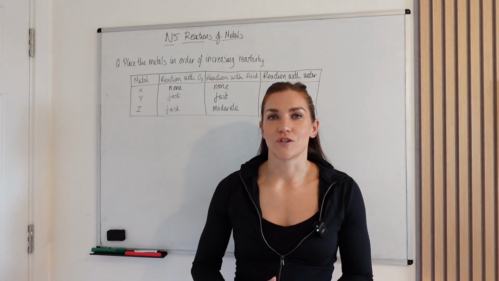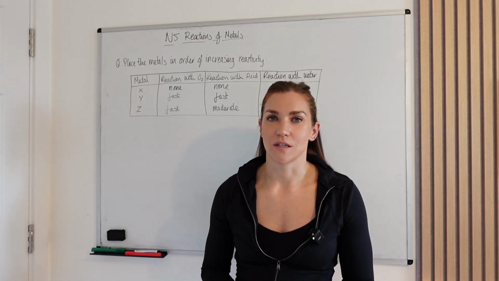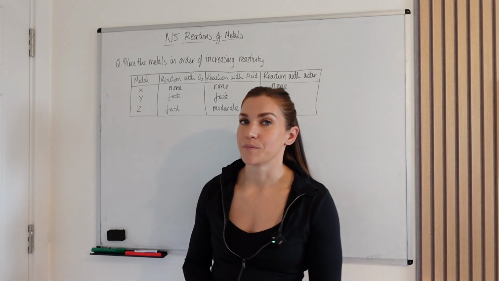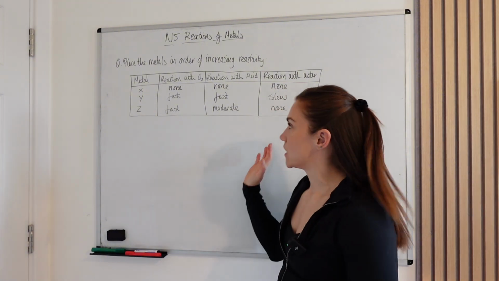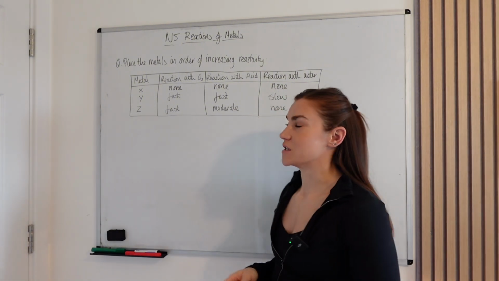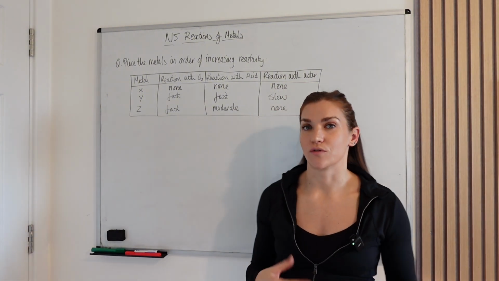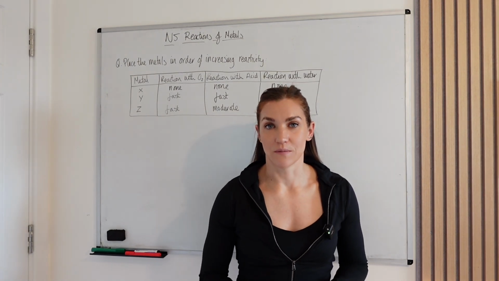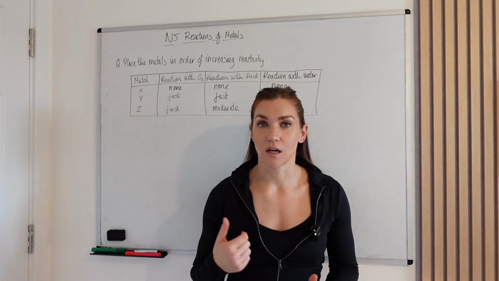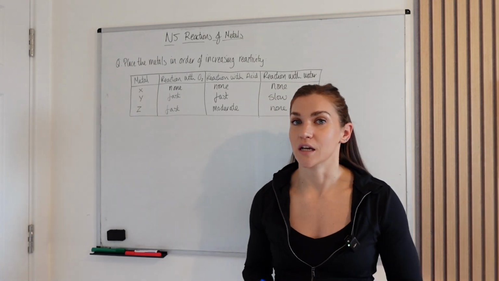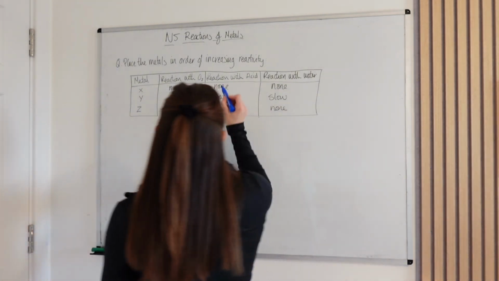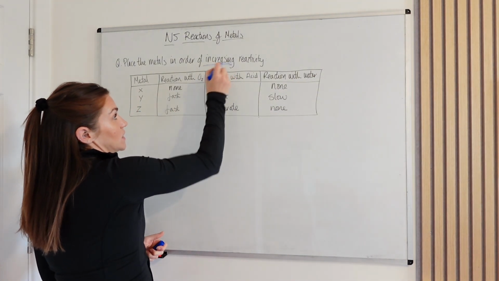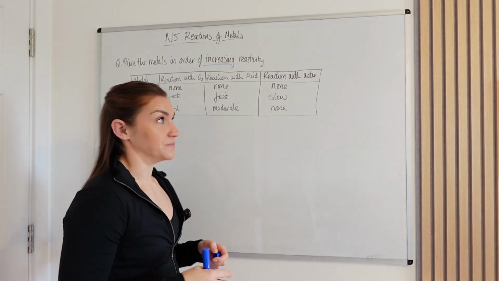So just to finish off here, we're going to look at one of these example questions that I mentioned earlier. We're given a table of experimental data or information, and we're asked to put the metals in order of increasing reactivity. Sometimes this can be increasing reactivity, decreasing reactivity, so it's very important that you make a note to yourself of what order of reactivity you're asked to put the metals in.